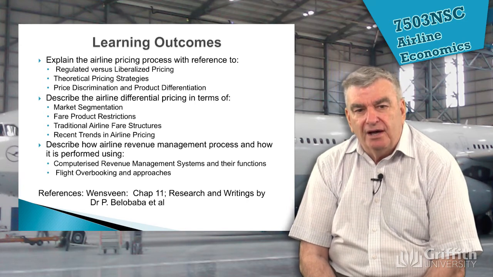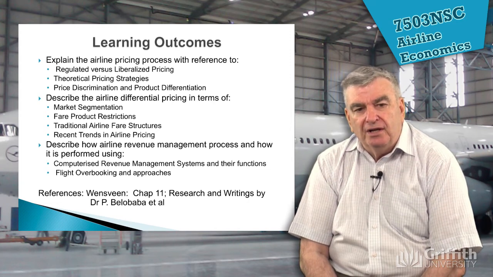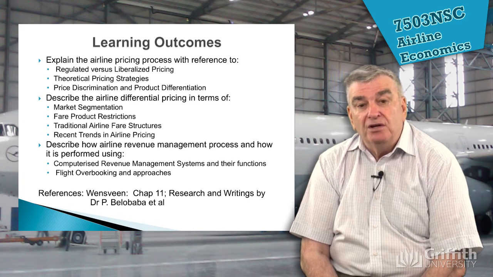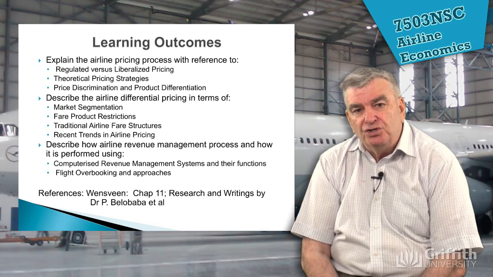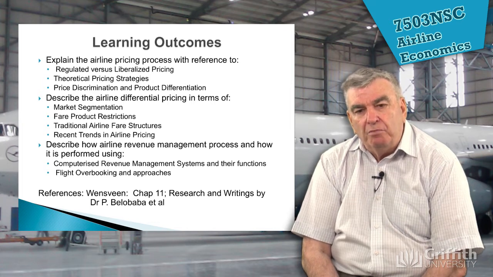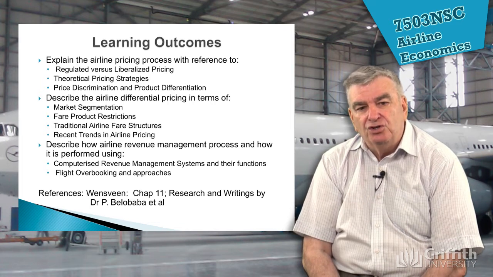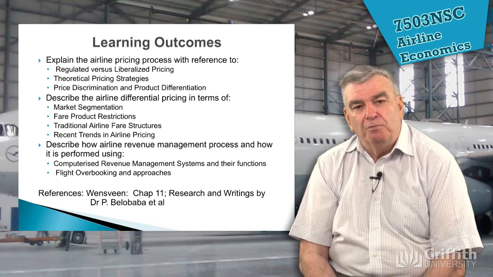We'll be describing the airline revenue management process and how it's used in conjunction with a computer revenue management system. That is, airlines have a computer reservation system, and that feeds into a much bigger system. And we're going to be looking into what that much bigger system is and how the functions work. And we're going to be taking a look finally at flight overbooking and approaches.